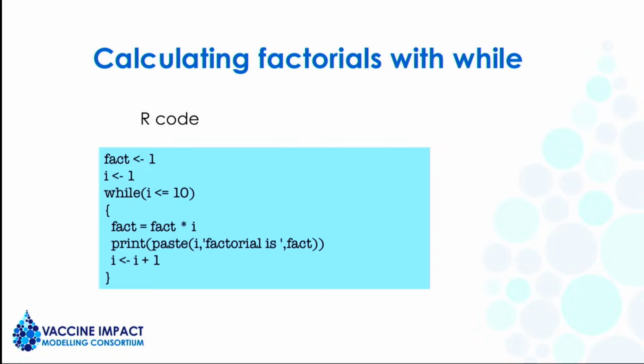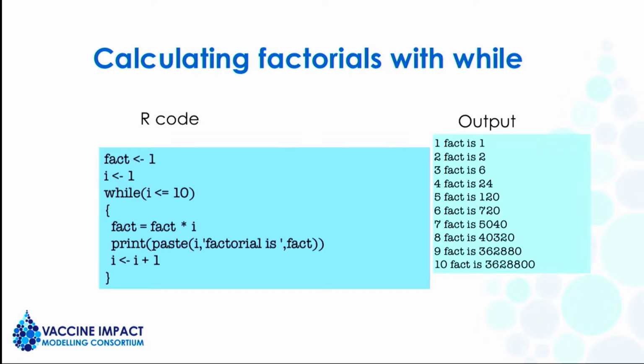Okay. So we could rewrite the factorial example as a while loop, and it looks very similar. So we're just defining factorial and I outside of the loop, and then we update not just the value of factorial, but the value of I within the loop, and we get the same output as we got before. Okay? This is a more inefficient way of doing the same calculation.